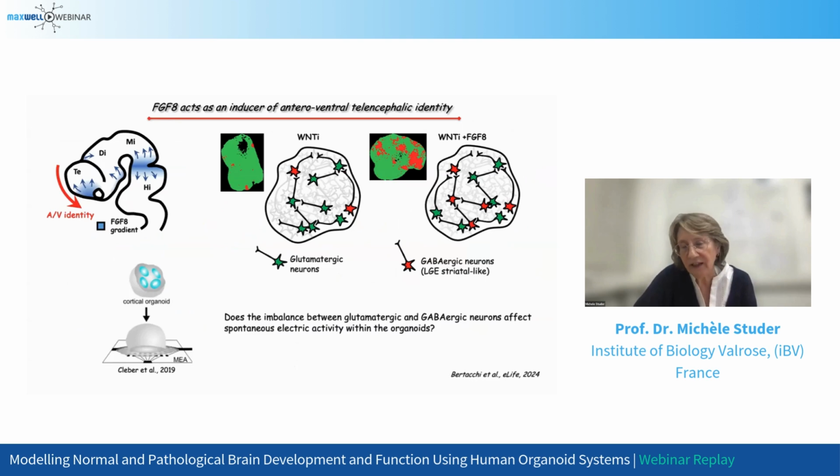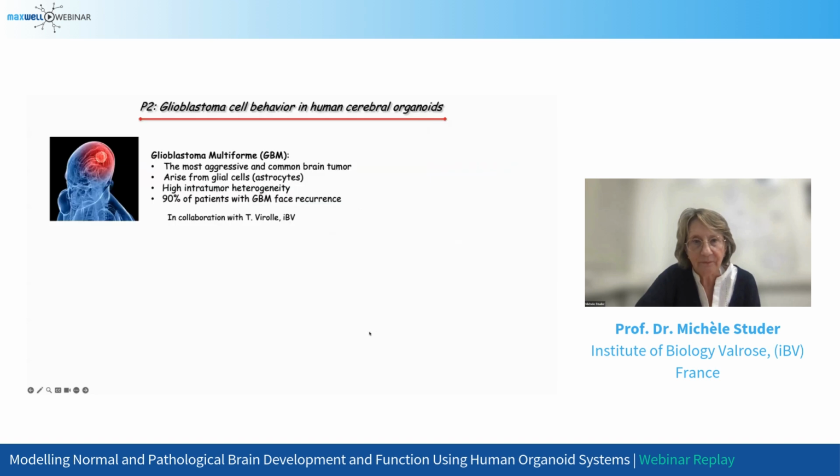Now, obviously, the next question was, we found this in terms of markers, in terms of cell type, but what happens functionally? And this is the part that Michele will talk about. And the question is, does the imbalance between glutamatergic and GABAergic neurons affect spontaneous electric activity within the organoids?